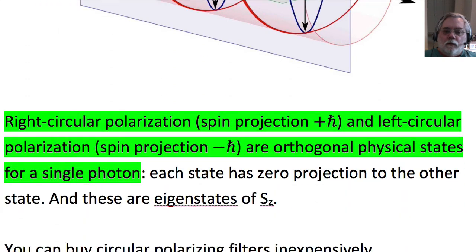Right circular polarization, spin projection plus h bar, and left circular polarization, spin projection minus h bar, are orthogonal physical states for a single photon. Each state has zero projection to the other state, and these are eigenstates of S sub z.